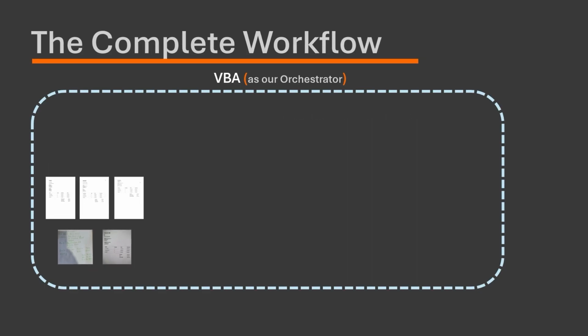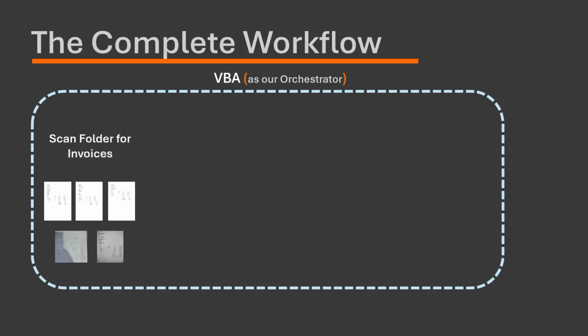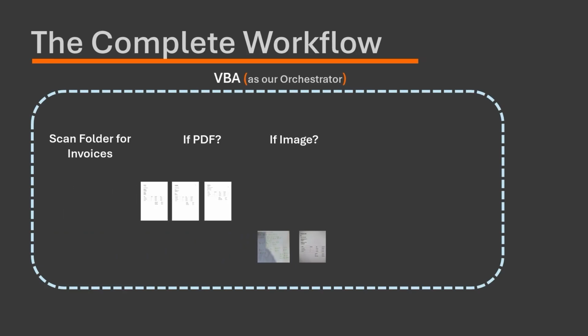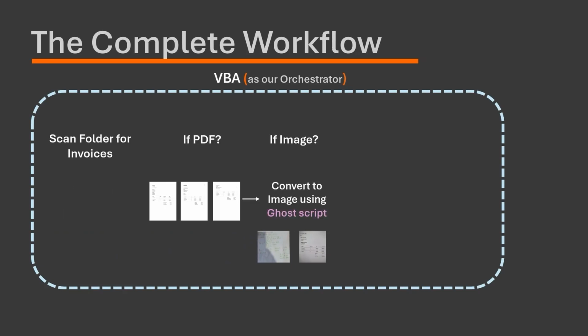The process begins when a VBA script scans a folder named invoices for any new files. Our logic is built to handle common formats like PDFs, PNGs, and JPEGs. If the file is already an image, it's ready for the next step. But if it's a PDF, we perform a crucial standardization step using a powerful free tool called GoScript. So you will be required to download it to make this project work. Our VBA script will call GoScript to convert the PDF into a high quality PNG image.